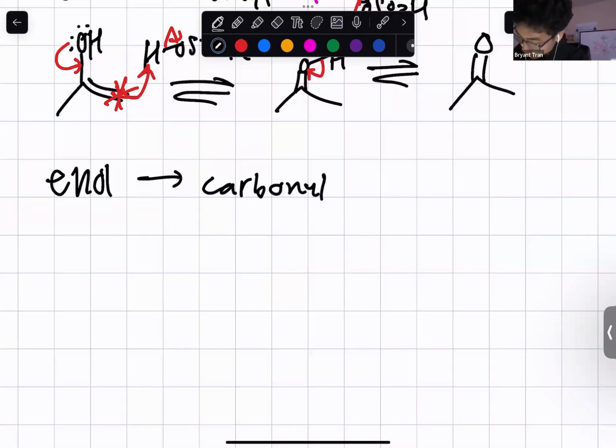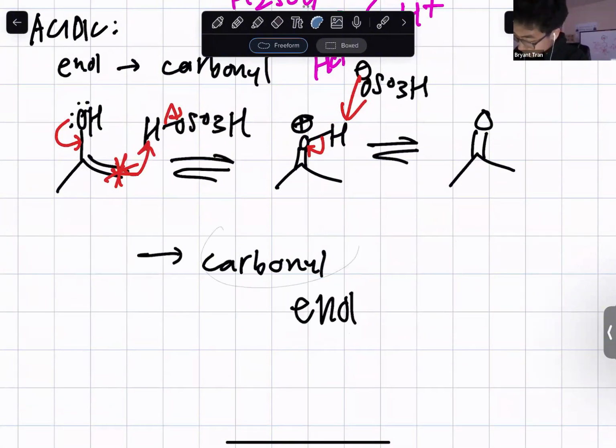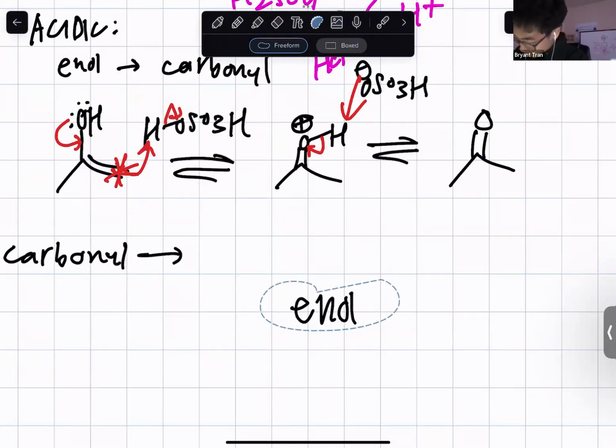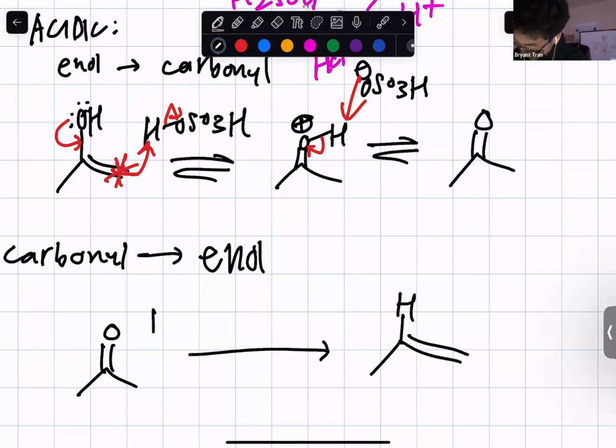Okay, so wait, we just did that. I mean, a carbonyl from an enol. Carbonyl to an enol. So let's say we have this carbonyl right here, carbon double bond oxygen, and we want to get into this enol here. And we're still in acidic conditions here.